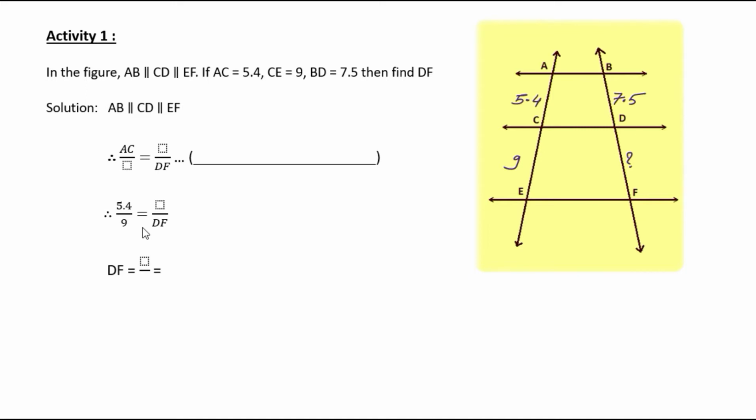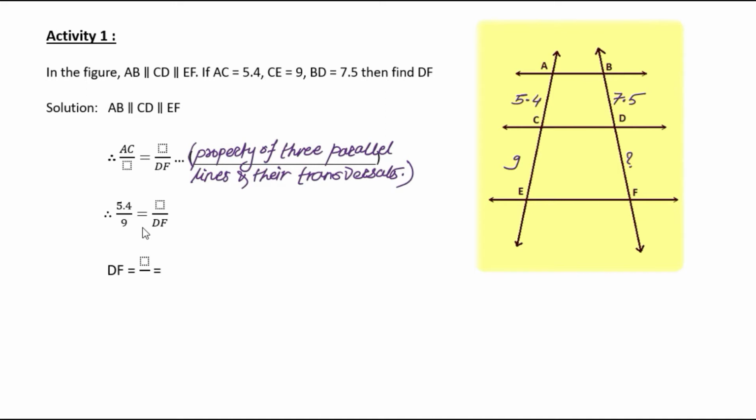AB, CD, and EF are parallel, so we use the property of three parallel lines and their transversals. So we have to mention this here: property of three parallel lines and their transversals. Okay, so this is the property we are going to use.